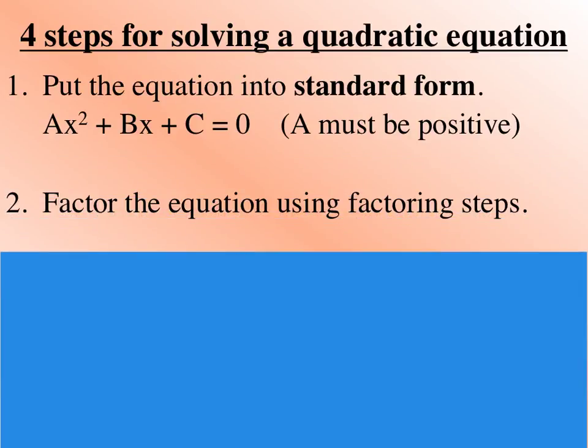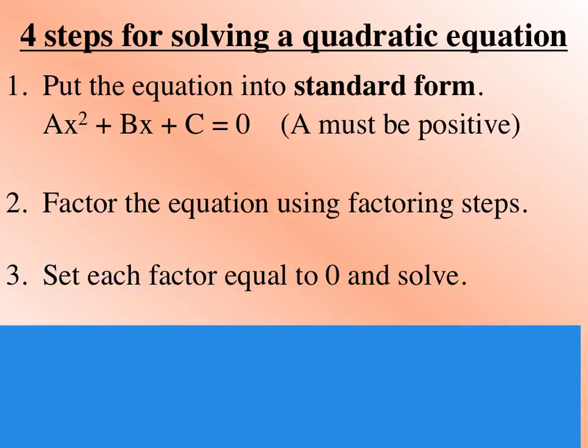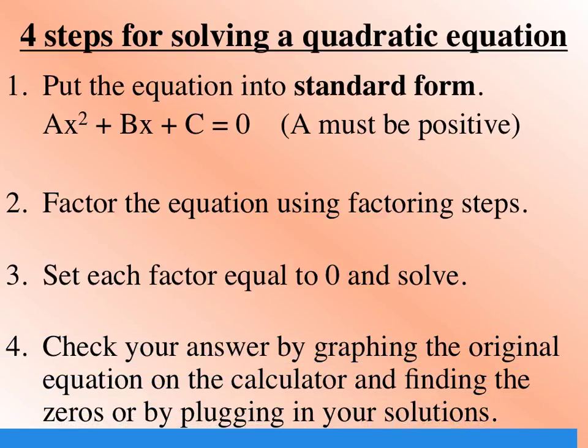Once that happens, you're just going to factor using your normal factoring steps. So this would be GCF, and then a times c, and find the factors that would give you b, and get your answers from there. And then once you have your factors, you set each of your factors equal to 0, and then you would solve for x or whatever the variable would be.